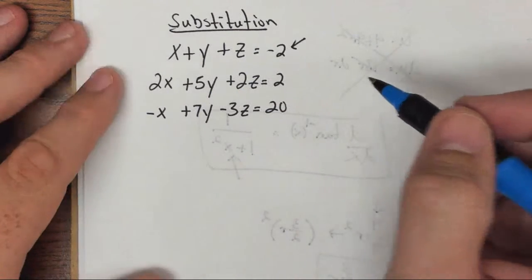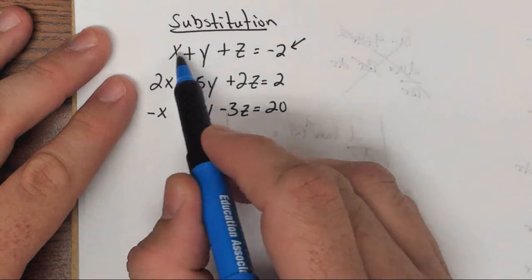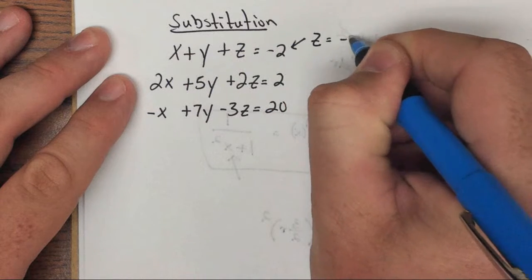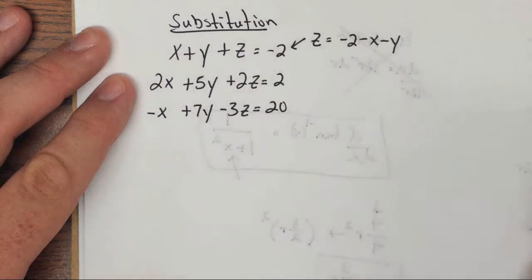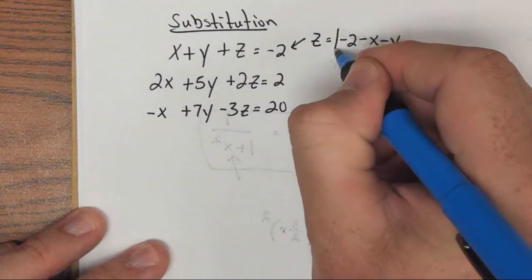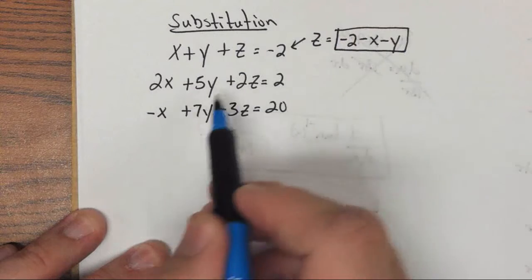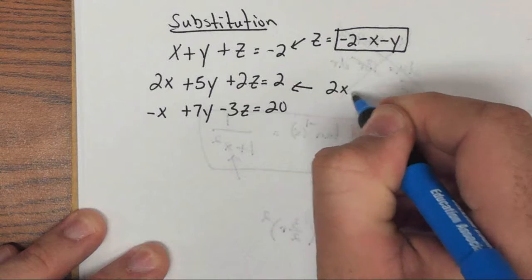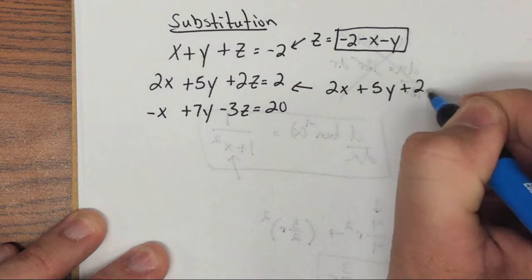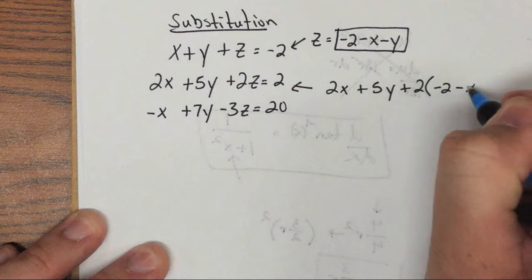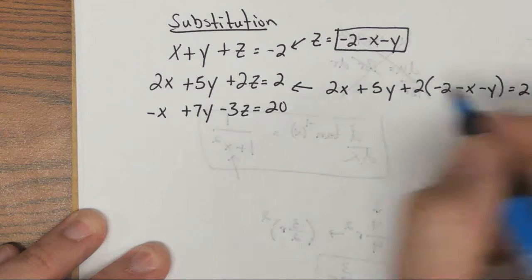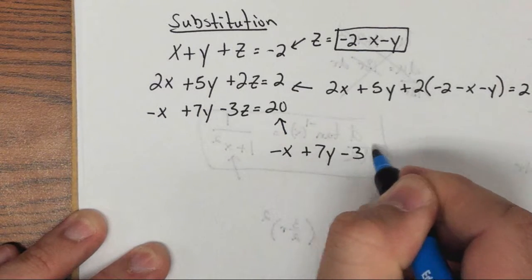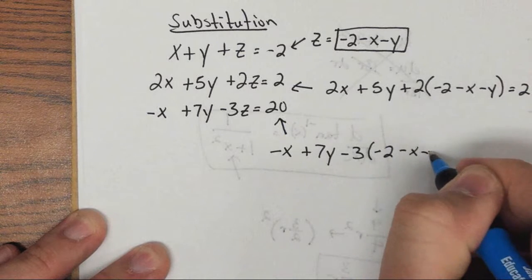We'll just solve it for z. It really doesn't matter. We'll solve this first equation for z by moving the x over and by moving the y over. So once I do that, I'll have z is equal to -2. Moving the x over and the y over gives you minus x minus y. Once you take and you substitute that in for z in the other two equations, you now have the second equation turns into 2x plus 5y plus 2. Instead of z, you now have -2 minus x minus y equals 2. And the last equation turns into -x plus 7y minus 3z will now be -2 minus x minus y.